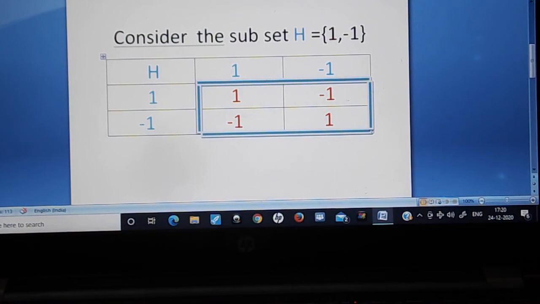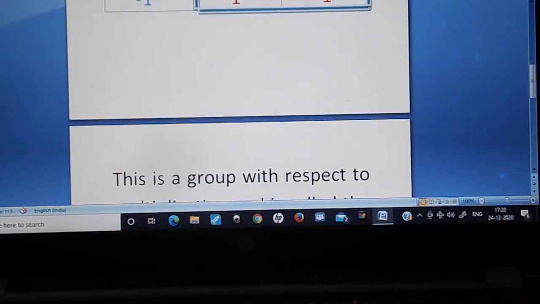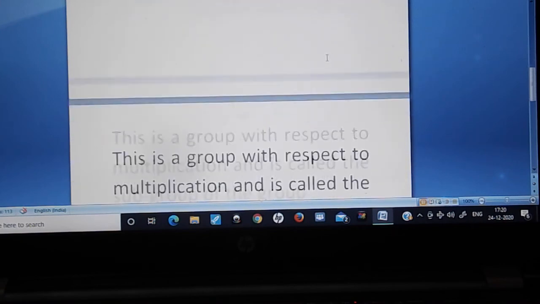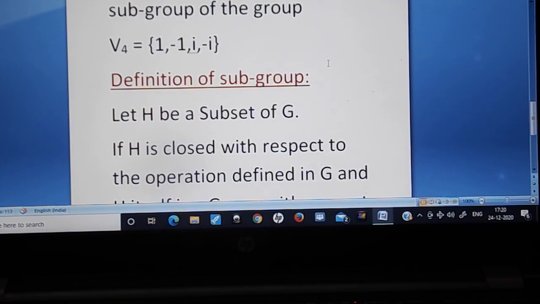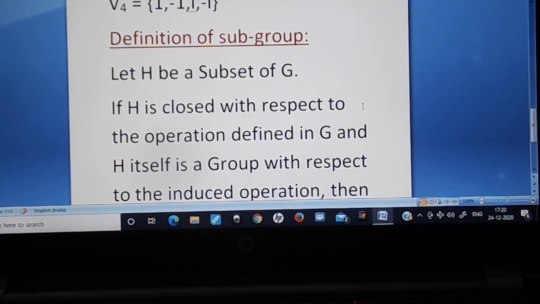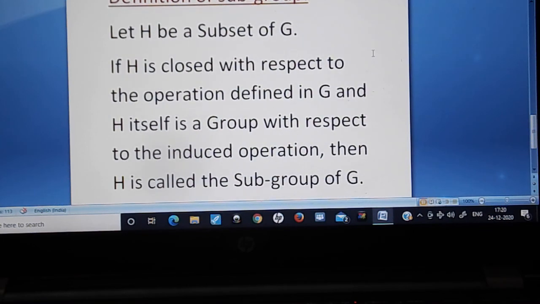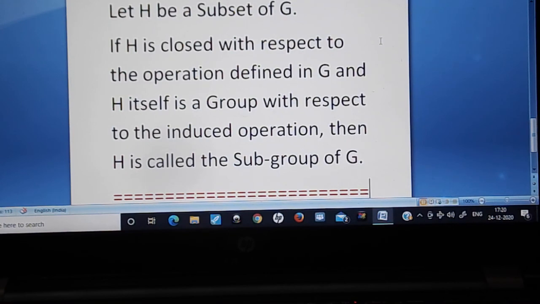Understood? Now I am going to give the definition of subgroup. See the definition of subgroup. Let H be a subset of G. What about this G? G is a group. H is a subset of the group G. If H is closed with respect to the operation defined in G and H itself is a group with respect to the induced operation, then H is called a subgroup of G.